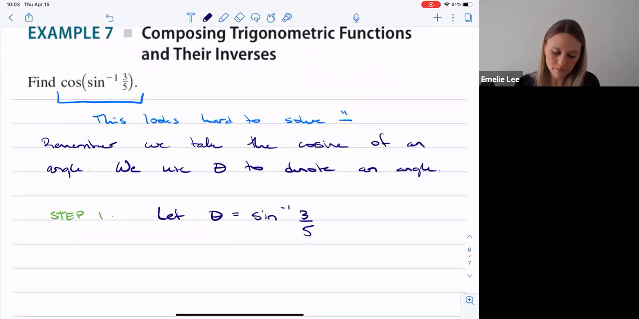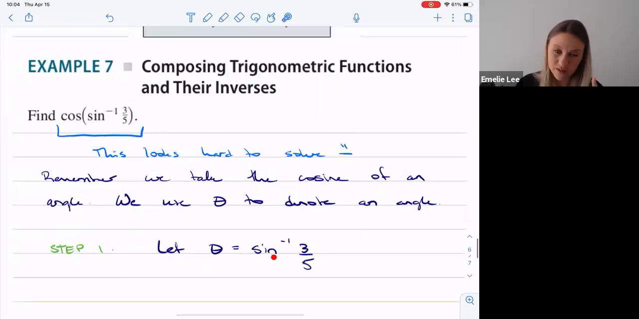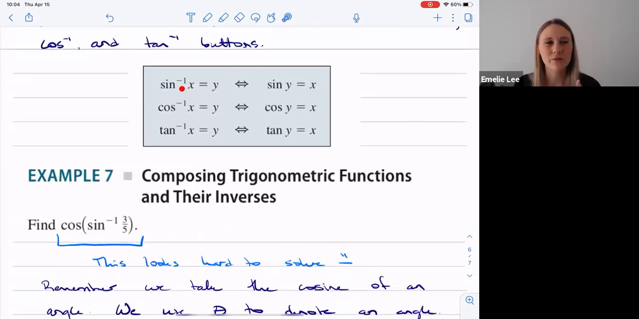Okay. So you take a step back and you say, I'm going to let theta be everything inside, because I'm eventually going to take the cosine of some angle. I just don't know what it is, and then that's going to give me an answer. So then I swap this out for theta. Now I've got the sine inverse of 3/5 equals theta.